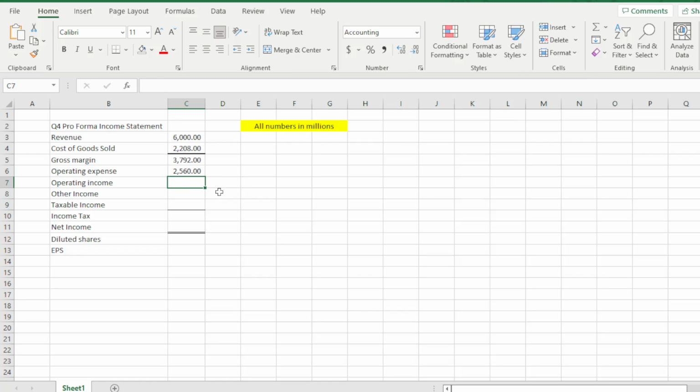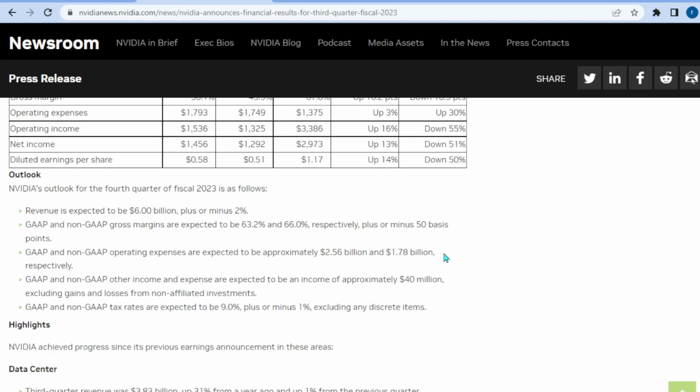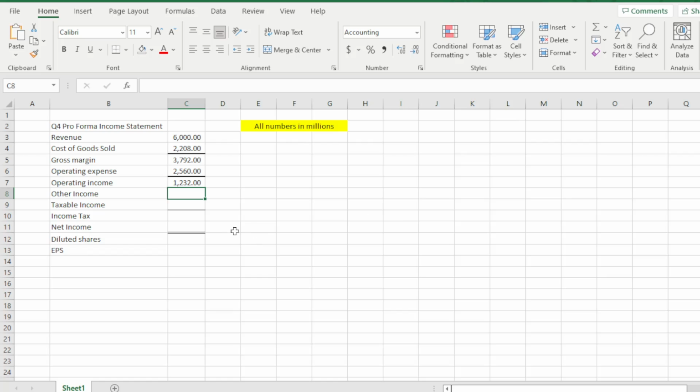All right, so what is our operating income? Our operating income is literally just this gross margin minus operating expenses. There we go. And what is other income? Like I told you guys, it could be other income or it could be other expense. But right here, they told us it's going to be income of approximately 40 million. So let's go ahead and plug that in.